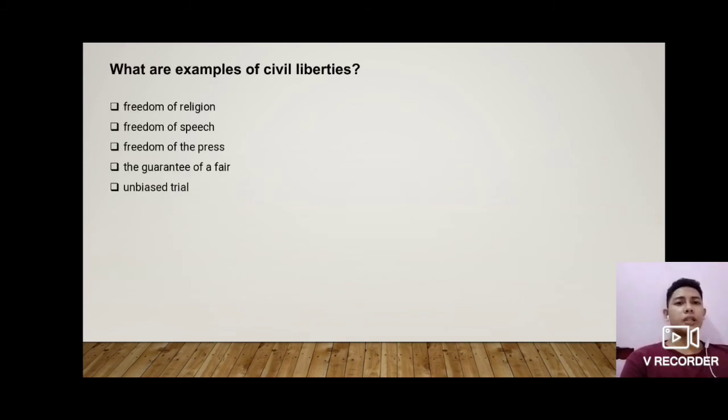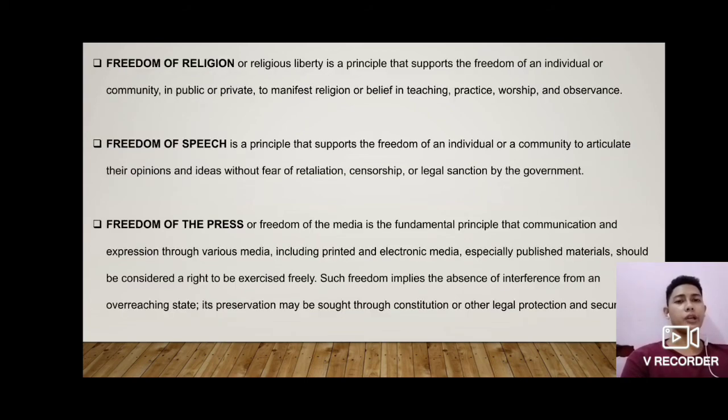What are the examples of civil liberties? Freedom of religion, freedom of speech, freedom of press, and guarantee of a fair and unbiased trial. Freedom of religion or religious liberty is a principle that supports the freedom of an individual or community, in the public or private, to manifest religion or belief in teaching, practice, worship and observance.